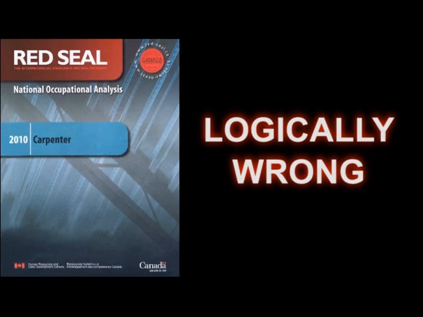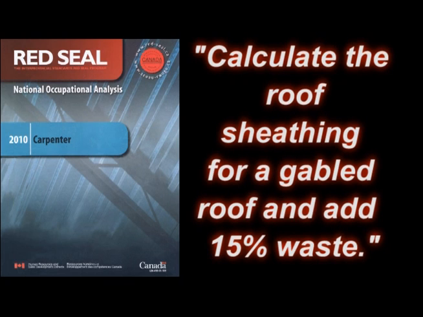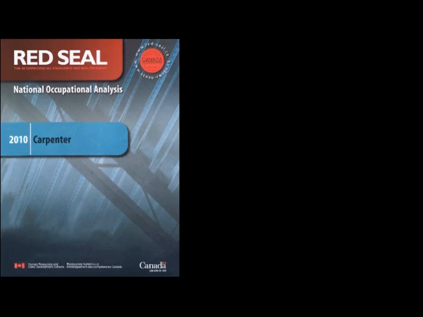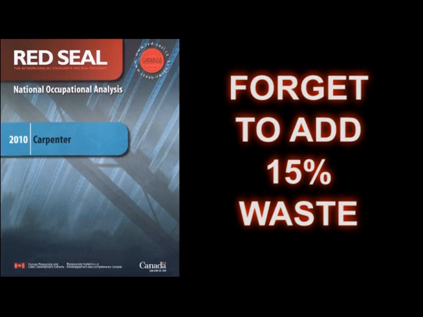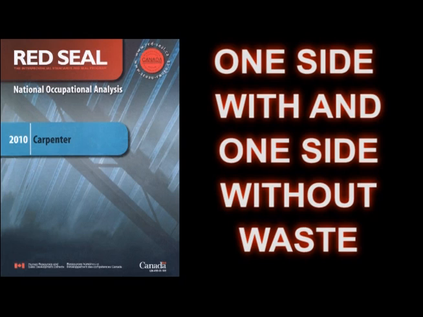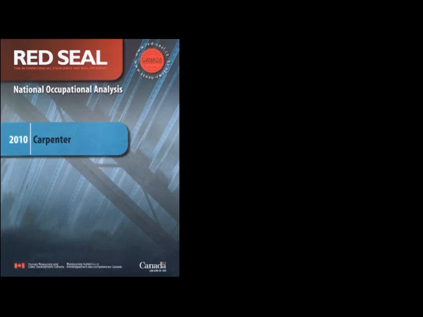I'll give you an idea just exactly what I mean. For instance, the question could read something to the effect of calculate the roof sheathing for a gable roof and add 15% waste. Well, of course, there's going to be the right answer, but one of the wrong answers is going to be if you calculate the roof and forget to add the 15% waste. And probably maybe the other two answers would be if you only calculated one side with the waste factor and one side without the waste factor. So you could see where you could arrive at all those answers wrong. And it'll look like the right answer was on the paper.